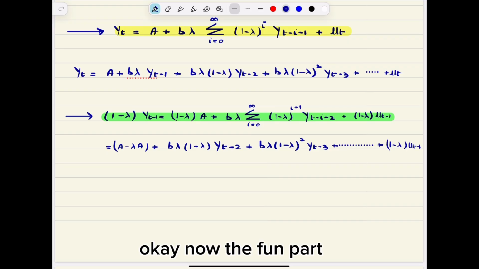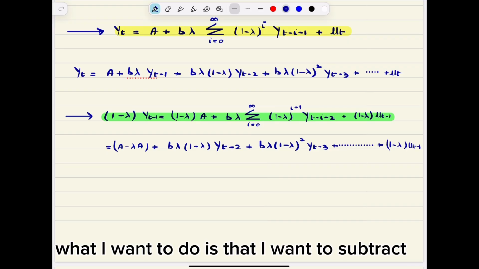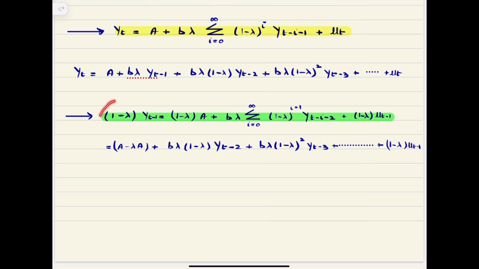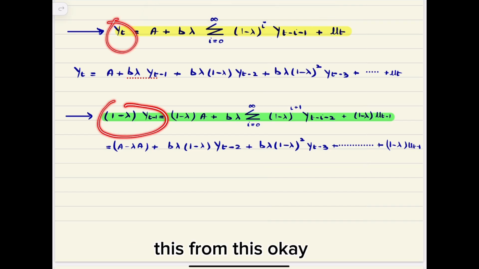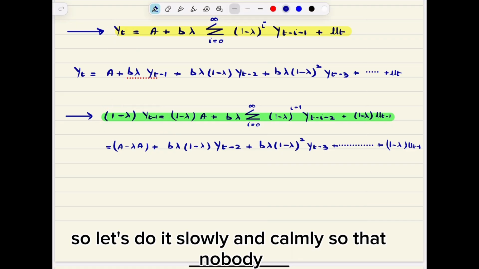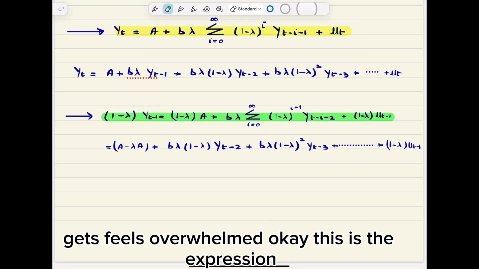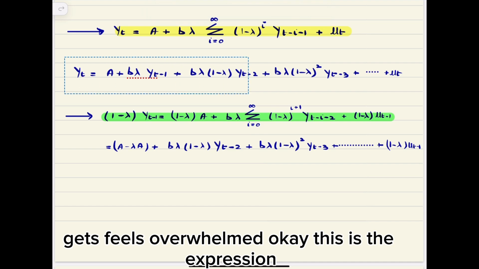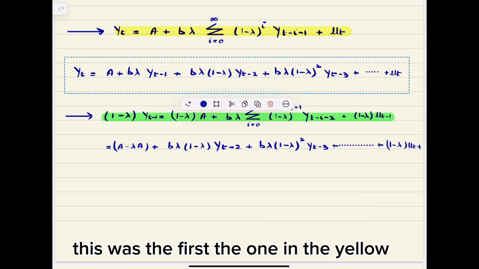Okay, now the fun part. What I want to do is subtract this from this. So let's do it slowly and calmly so that nobody feels overwhelmed. Okay, this is the expression. This was the first, the one in the yellow. So I want to write this first.